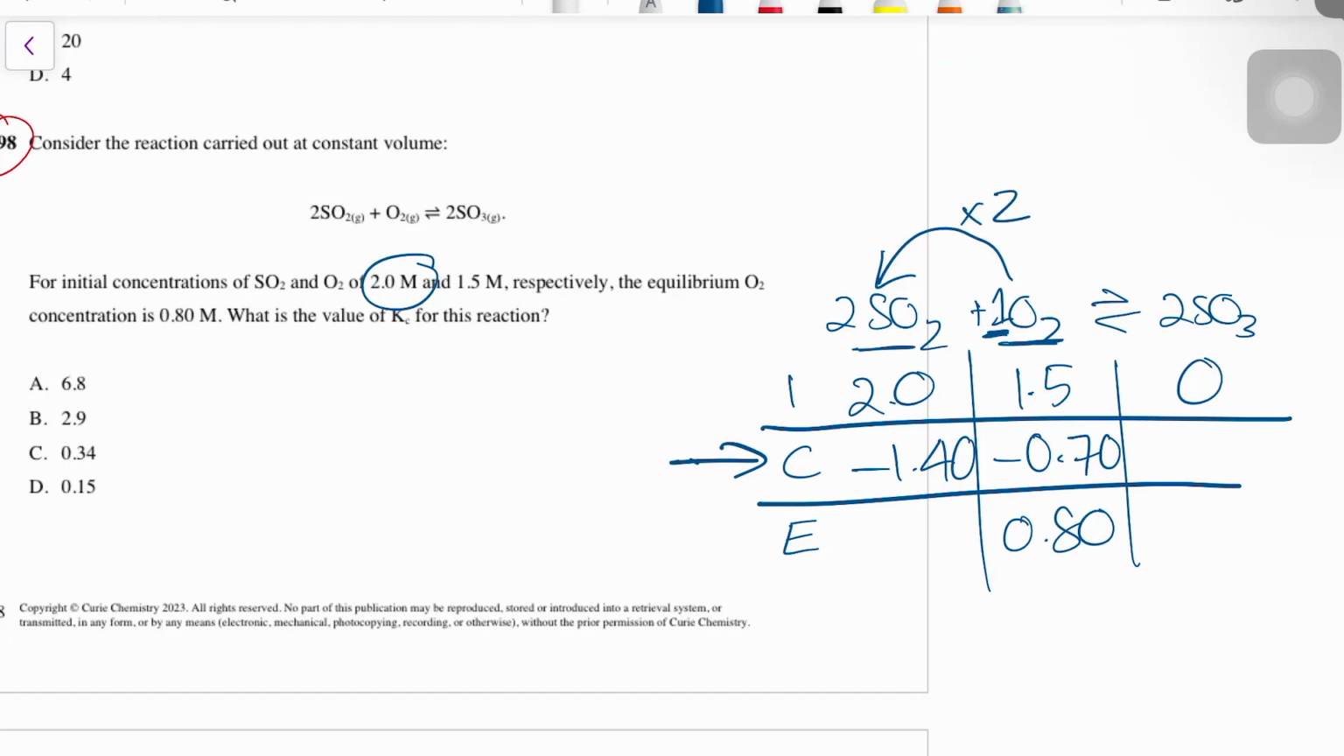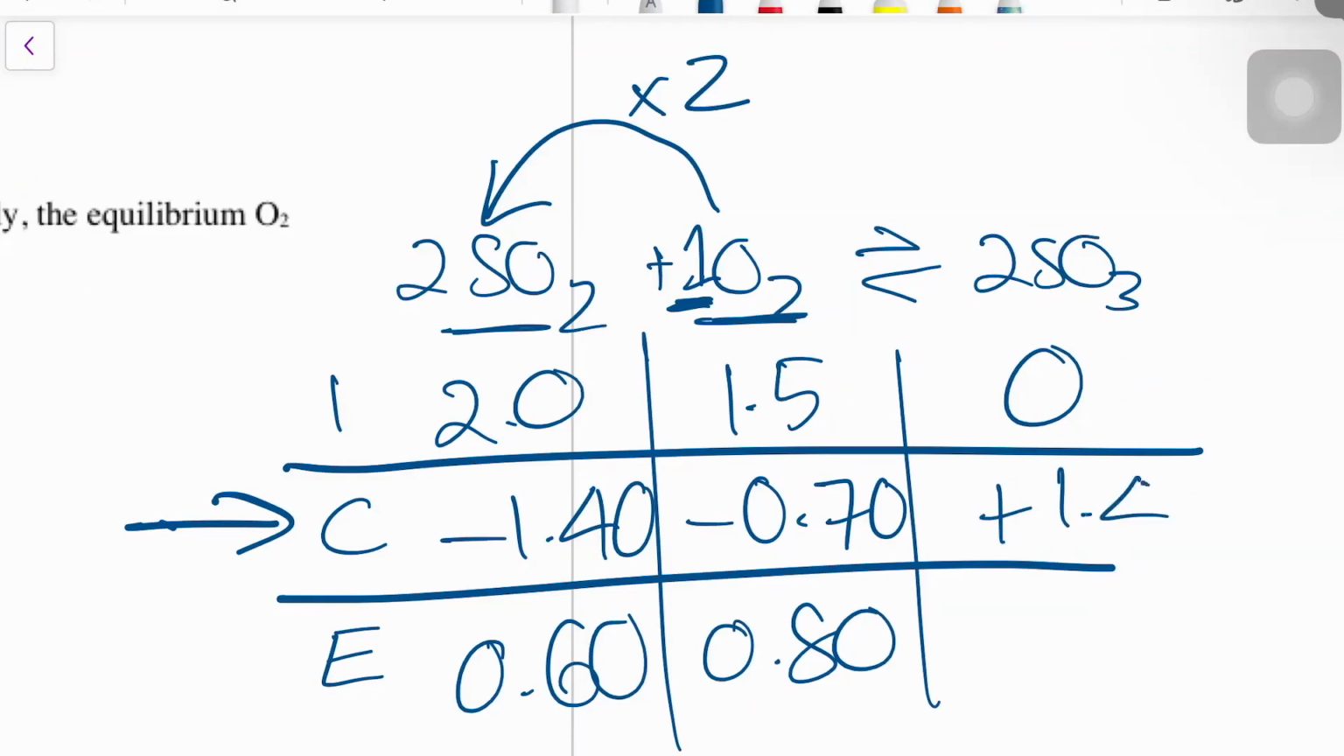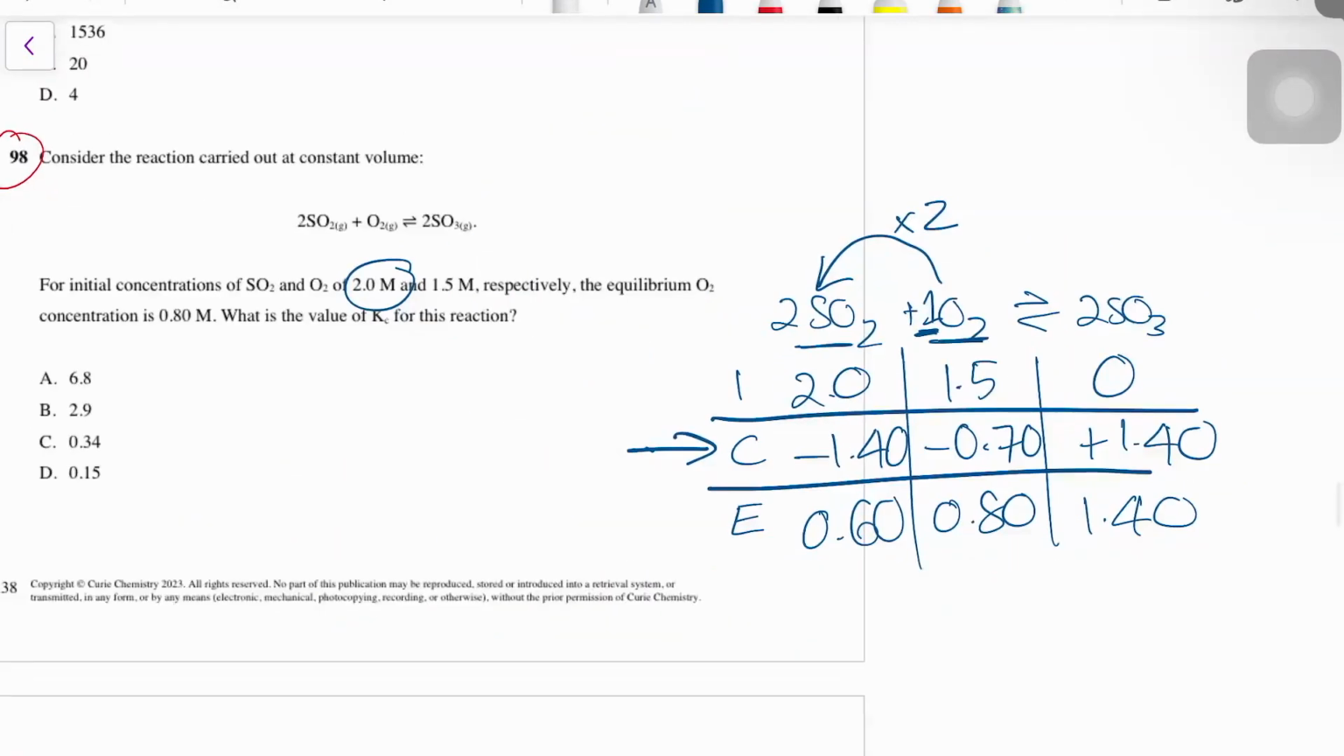My initial for SO2 is 2.0, and then the change is minus 1.4. What's my equilibrium for SO2? 0.6. What's my change for SO3? Plus 1.40.